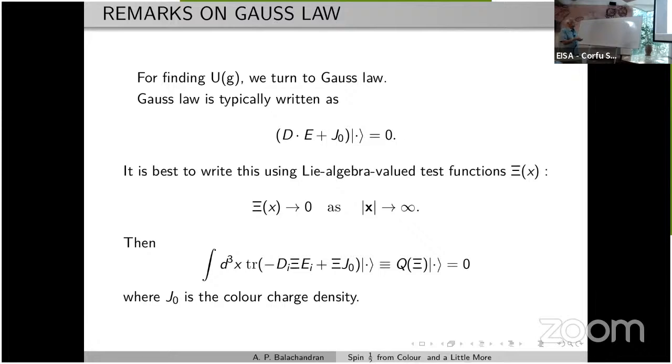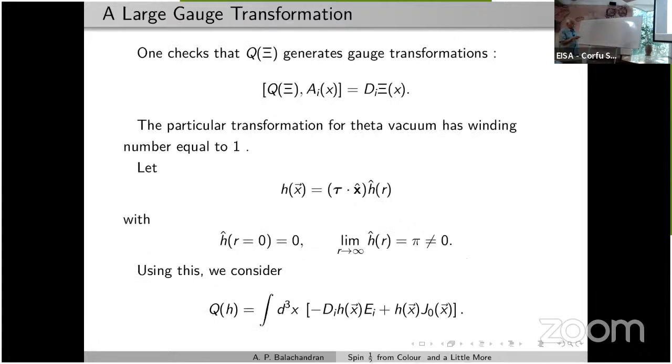So what do I do next? One can easily check, and I don't have to worry about it, because the calculation involves only local operators, that the Q of chi, written after the partial integration, commuted with the connection field, transforms it by a covariant derivative of chi, as it should. So this is the infinitesimal gauge transformation. But what is the particular transformation for the theta vacuum with winding number one? That's what we want to find.